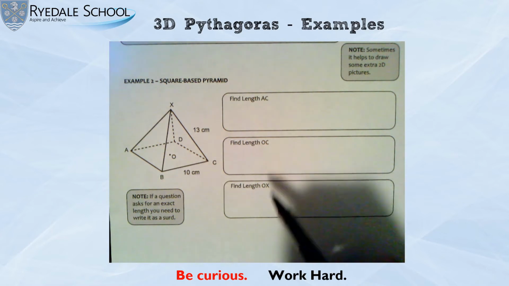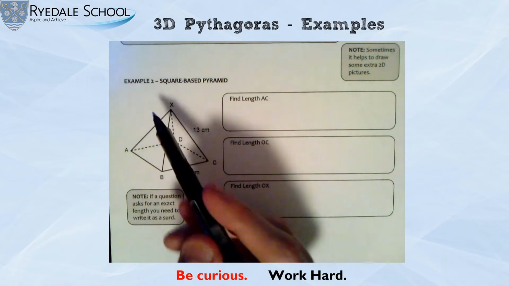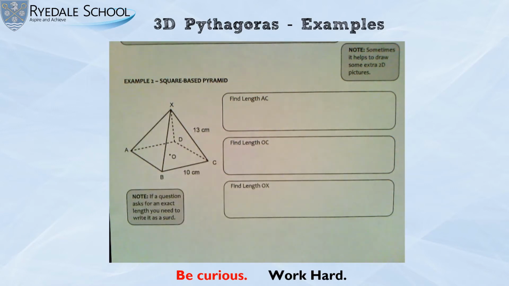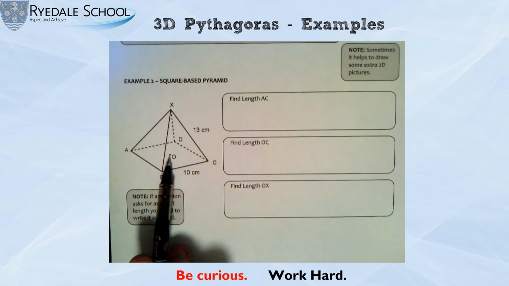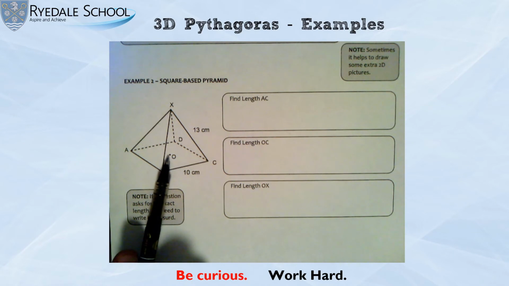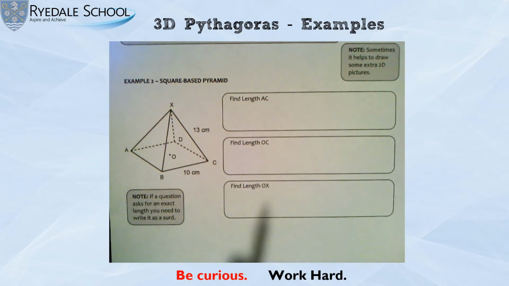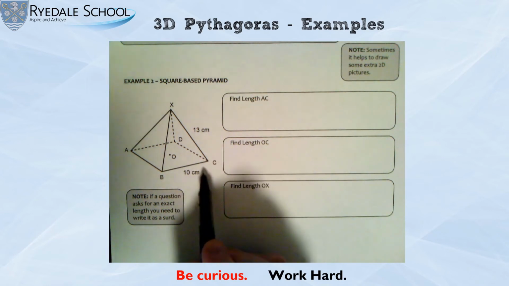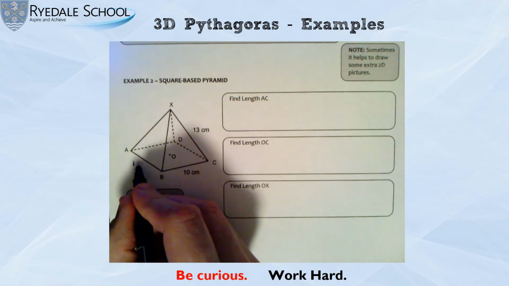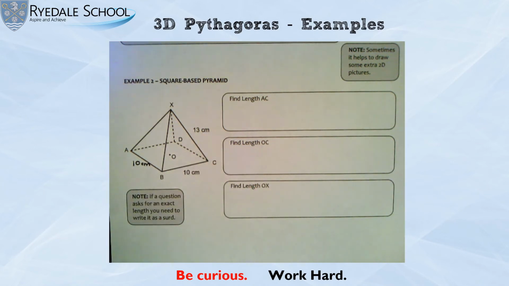And I'm going to break this one down into 3 questions. Okay, so here's a picture of my shape. If you're interested, point O is directly below X, and you can think of point O as exactly in the middle of that square base. So I've told you it's a square-based pyramid, so one thing that we do know is if this side is 10, this side would also be 10.